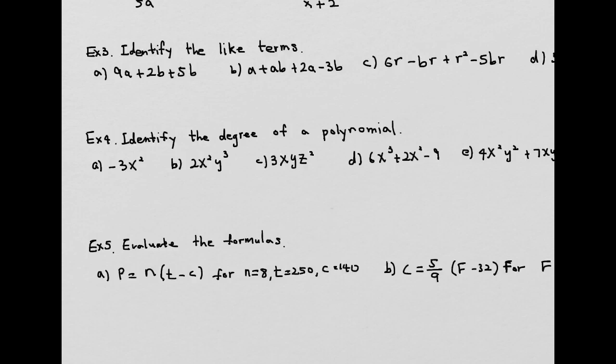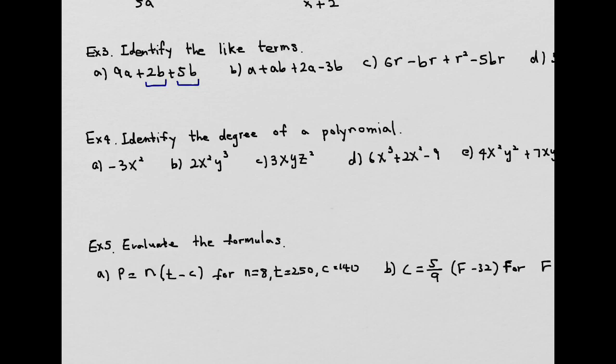Next problem is asking to identify the like terms. So when we have our algebraic expressions, you can only add and subtract the like terms. So we do need to know what like term means. Example A, we have 9a plus 2b plus 5b. When it's like terms, it means you have to have the same variable. So 9a, I don't see anything else with a, but I have 2b and 5b. This is going to be like terms.